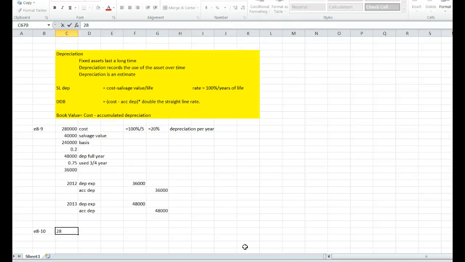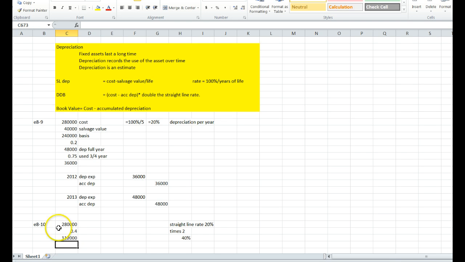So the first year there is no accumulated depreciation yet. So 280,000. That's our cost or our basis times double the straight line rate. So our straight line rate we said was 20%. So we're going to multiply that times 2. So we're going to use 40%. 2 times 20% is 40%. Okay? So 0.4. So we're going to take 280,000 times 0.4.